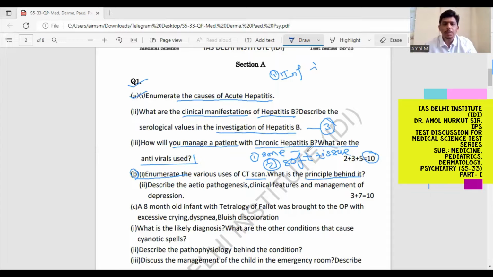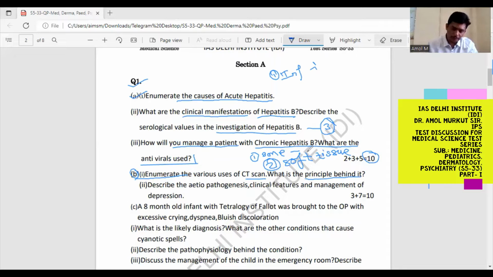So what is the principle behind it? CT scan uses X-rays to generate detailed 3D images of the interior of the body or the body organs. That is just a simple principle. It's not very difficult to memorize.